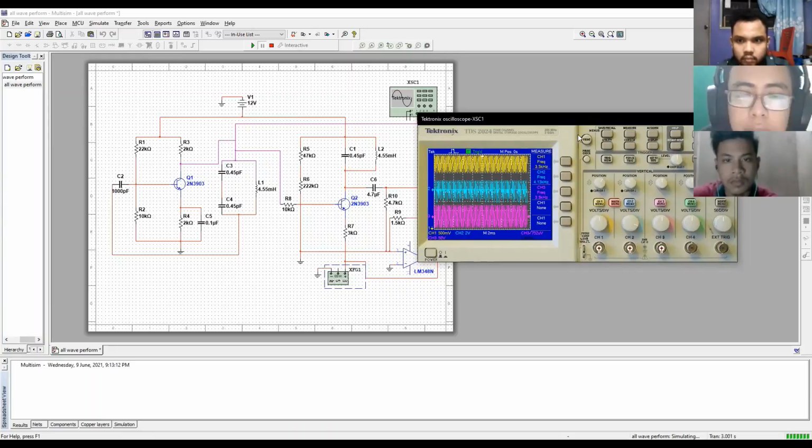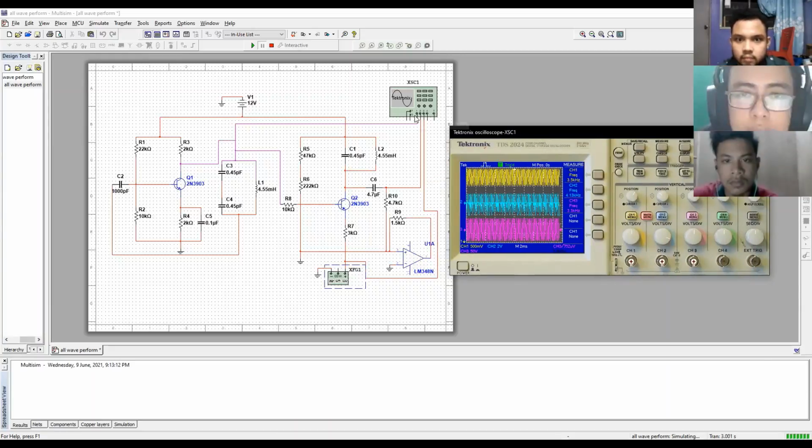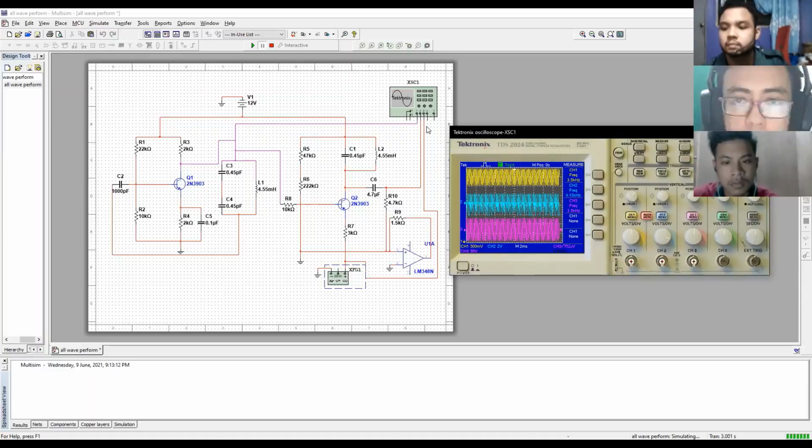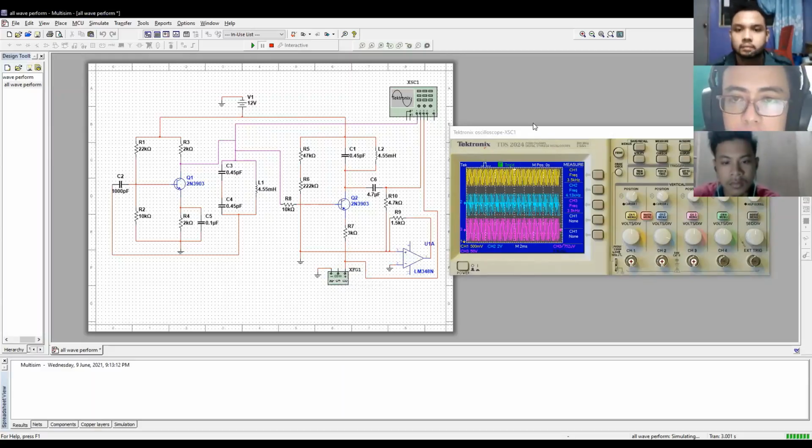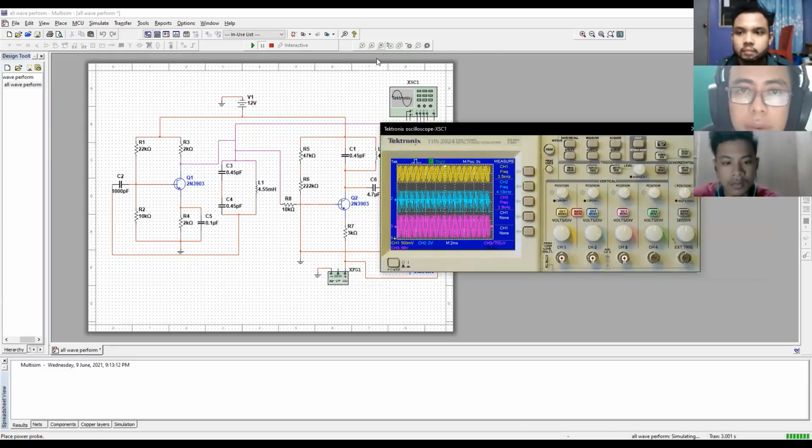Okay, let's see where this connection goes. For channel 1, we connect it to the carrier oscillator, and for channel 2, we connect it to the carrier amplifier and modulator, and for the last, we connect it to the function generator. So that's all for me. Okay, let's go to the next slide.